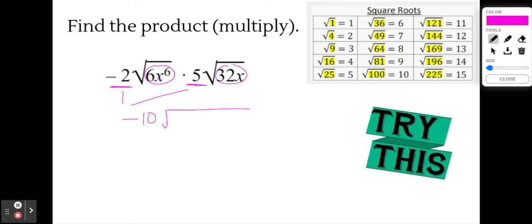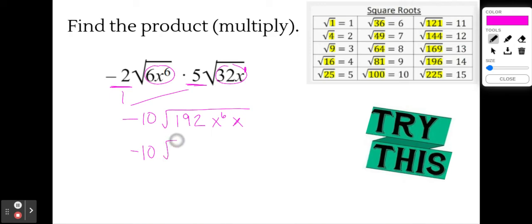So if I do that, if I push them back under the radical, I'm going to get 192. 32 times 6 is 192. And then if I add the exponents, I'd have x to the 7th. So I'm going to keep it x to the 6th and then just x to the 1st because I know that x to the 6th is a perfect square. So let's just keep that. Okay, so out in front we have a coefficient of -10.